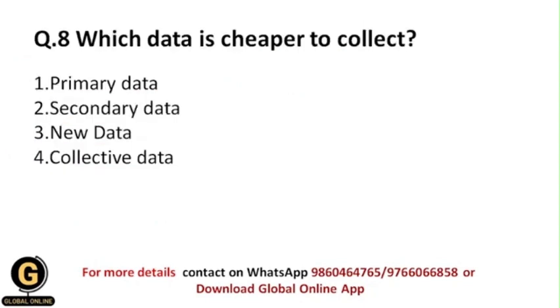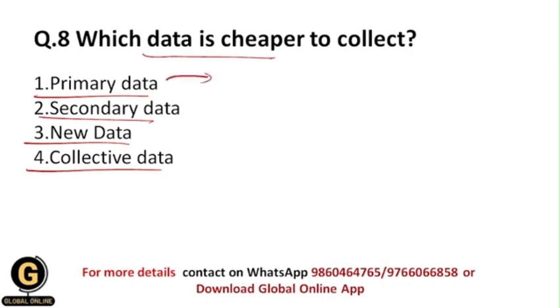Okay, which data is cheaper to collect? Now which data is cheaper to collect, whether it is primary data, secondary data, new data, or collected data? Now within the research methodology, again there are two types of data, and those are primary and secondary data. So primary data is the data which is created and used by the first user. Okay, and this is the primary data because here the first user collects or creates the data at the place where it is originally created.